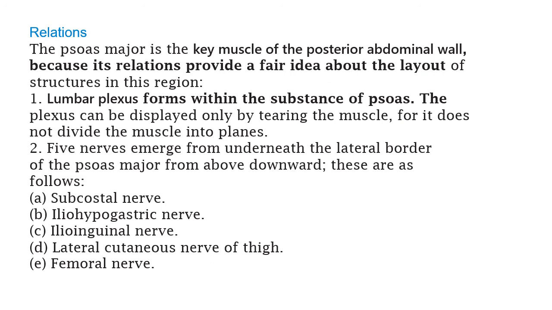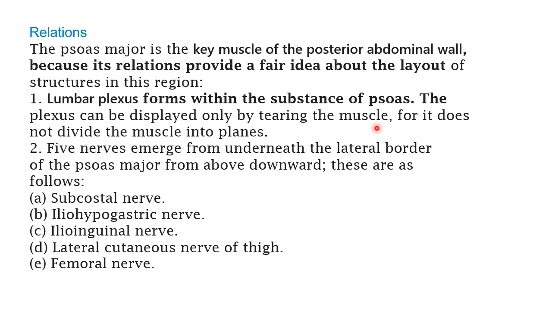Then the relations of the psoas major. The psoas major is a key muscle of the posterior abdominal wall because its relations provide a fair idea about the layout of the structures in this region. So the lumbar plexus forms within the substance of the psoas major. So all the lumbar plexus is coming through this psoas major.